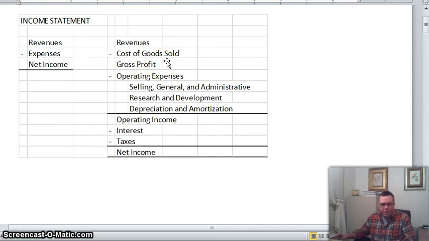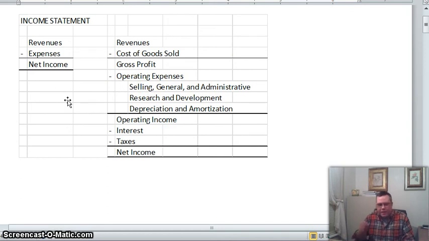We have our gross profit that's available to us to pay all our other expenses, so all our other overhead. That other overhead fits into this sort of other operating expenses. So there's things like selling, general, and administrative. So selling is advertisement. Coke has a lot of advertising expense, for example.